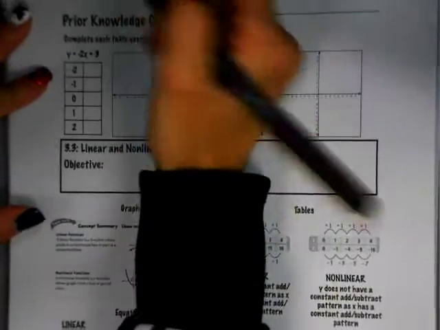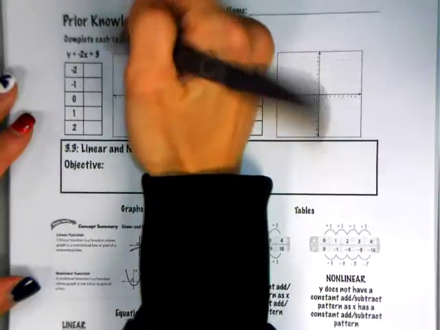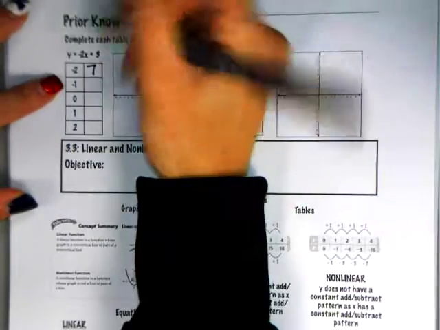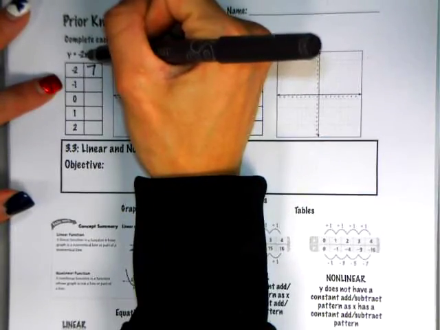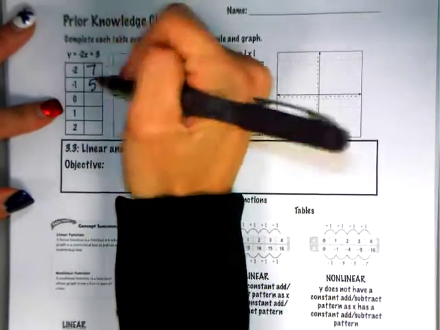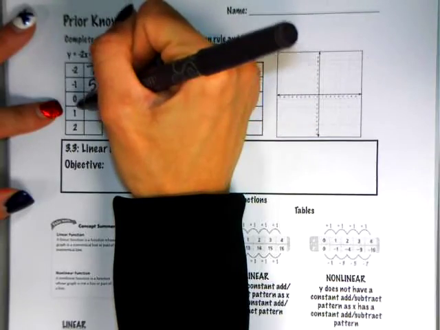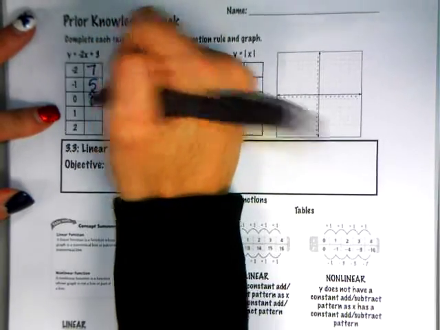So what's negative 2 times negative 2? 4 plus 3? 7, yep. Okay, negative 2 times negative 1? 2 plus 3? Yep. Negative 2 times 0? 0 plus 3 is? Negative 2 times 1?